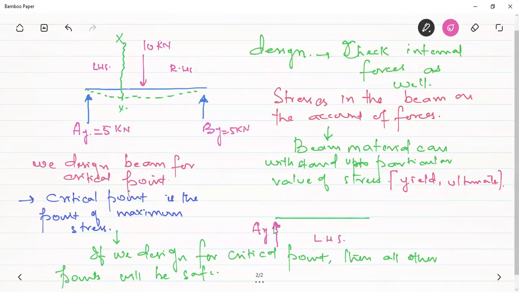So what should be the case here? If there is a reaction here, then definitely at this section we should have some force opposite to this force, which will keep this beam in equilibrium, isn't it? We will have some force here. So at this section we will have a force which is known as the shear force.